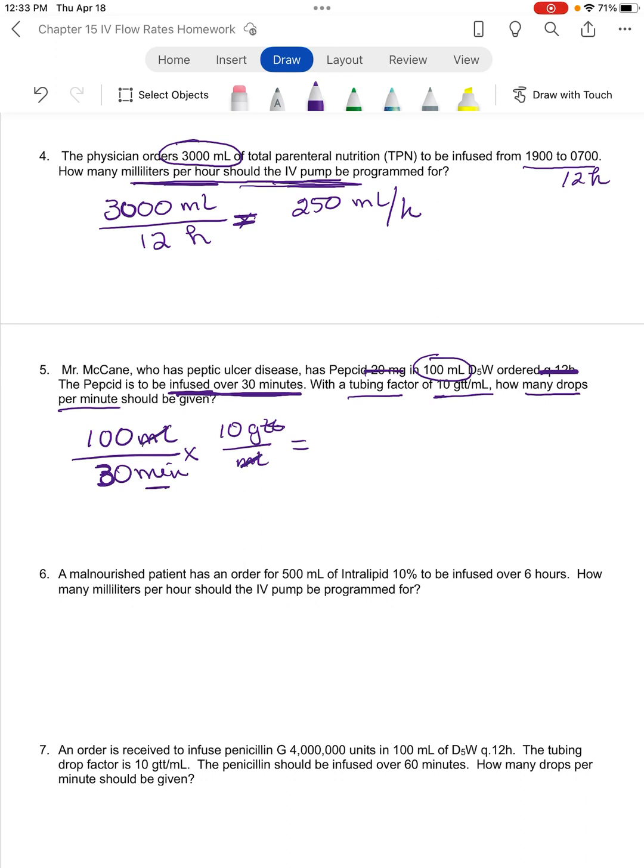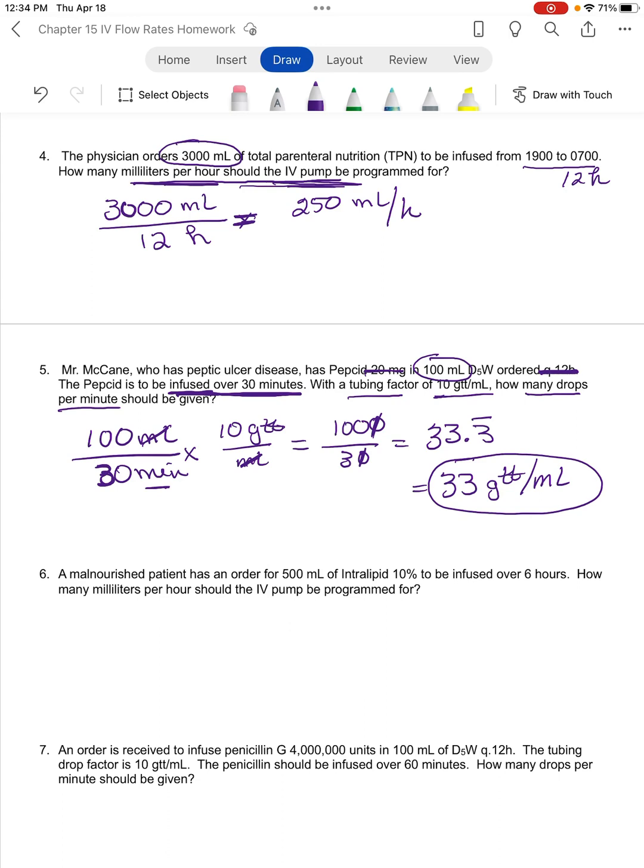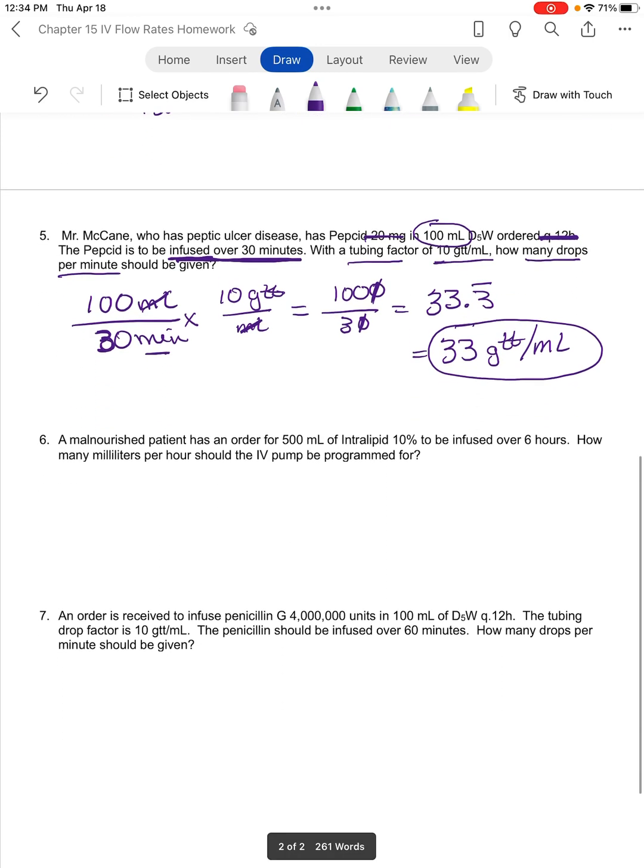So my milliliters cancel. 100 times 10 is 1,000. 30 times 1 is 30. Again, I've got 0 on top, 0 on bottom, so I'm going to cancel it. 3 goes into 10 3, so 33.3 repeating. So that will give me 33 drops per minute. Because again, we can't count 0.3 tenths of a drop, or 33 hundredths of a drop if you're using the repeating. You can only count whole drops, so it has to be a whole number. All right, let's look at number 6.